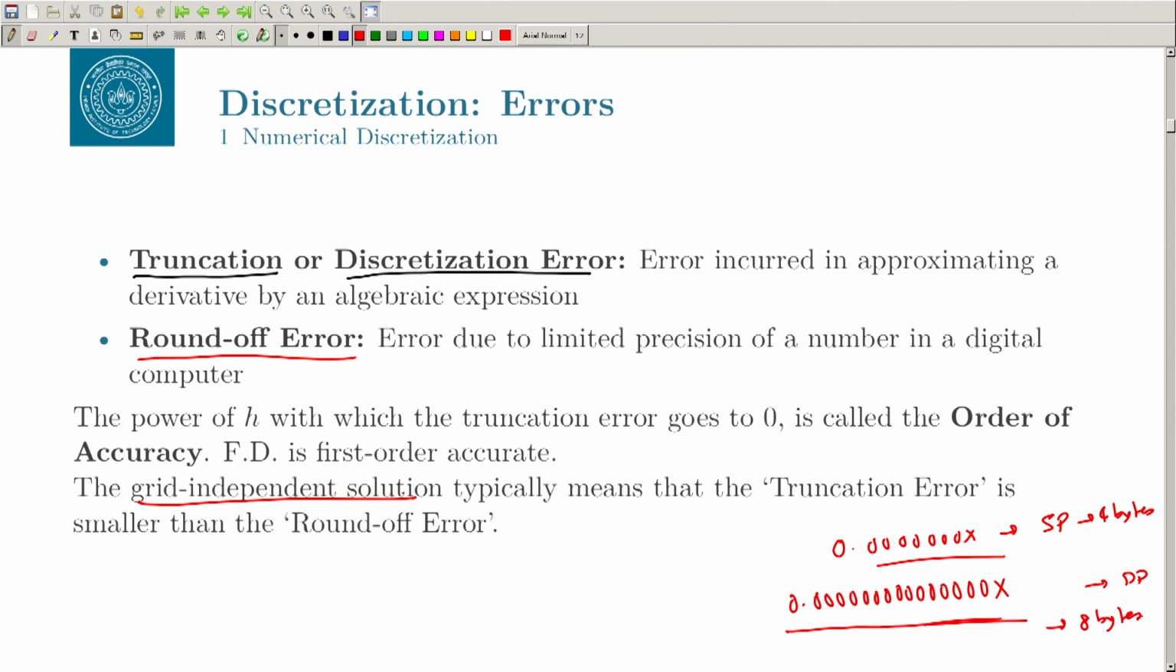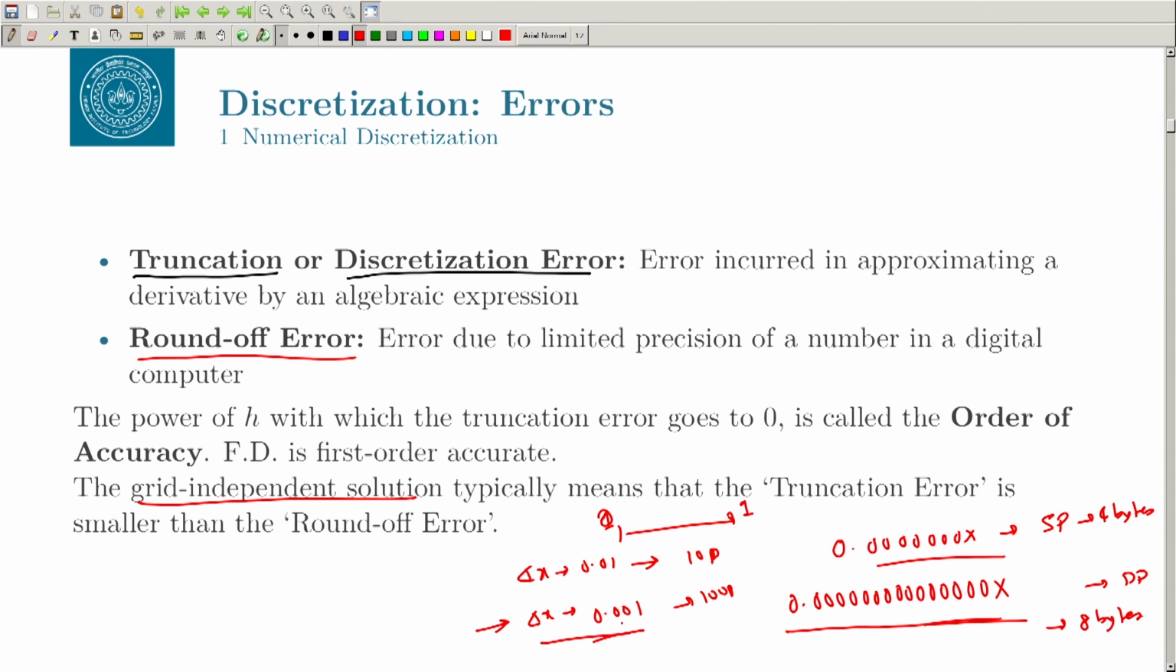When you refine the grid, let us say you had delta x equal to 0.01 when you used 101 points in a distance of 1, from 0 to 1. Now, let us say you use 1001 points, to be precise, then your delta x is 0.001. So, of course, this is more accurate.